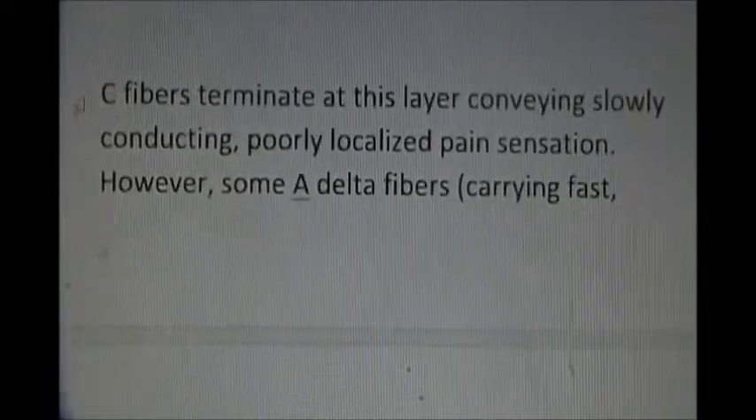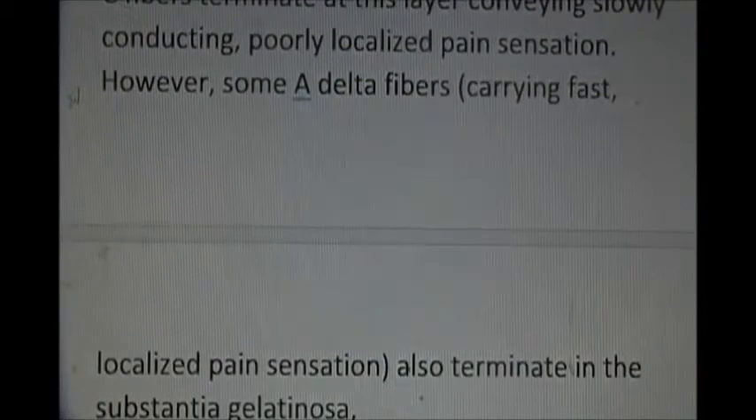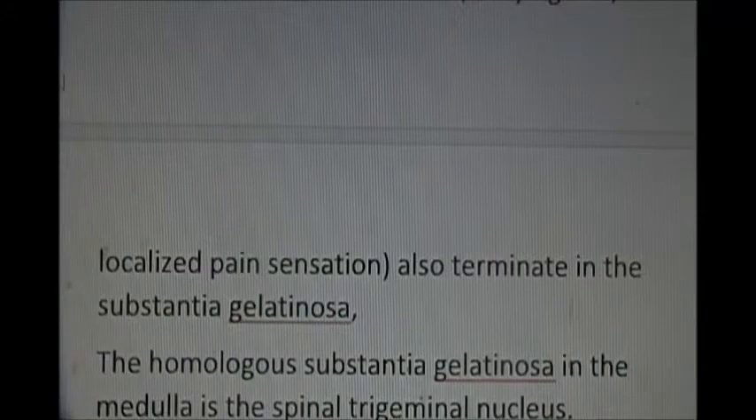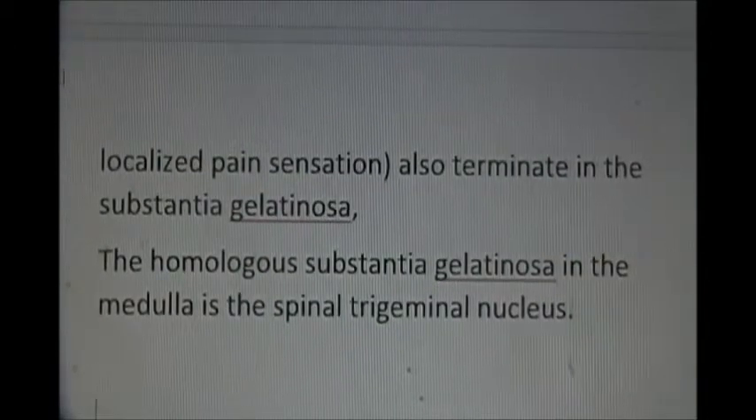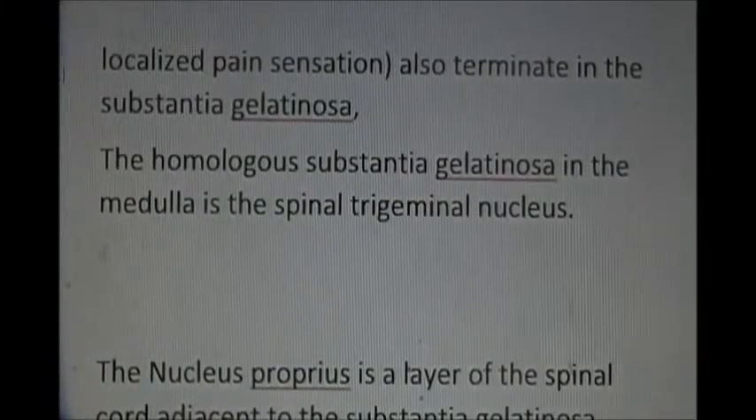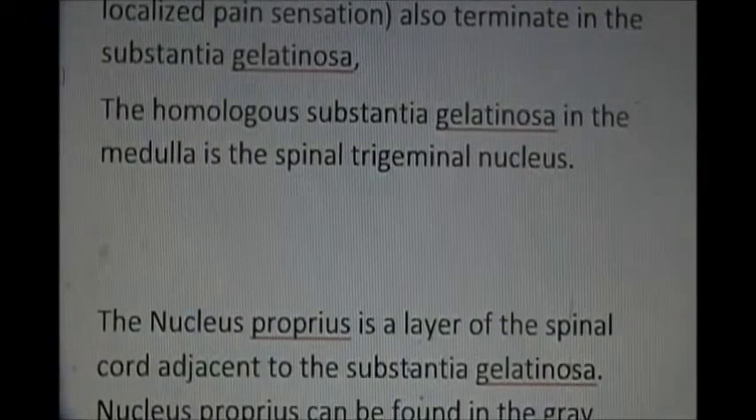C-type fibers also terminate at this layer. They convey slowly conducting, poorly localized pain sensation. However, some A-delta fibers, which carry the fast localized pain sensation, also terminate in the substantia gelatinosa. The homologous structure to the substantia gelatinosa in the medulla is the spinal trigeminal nucleus.